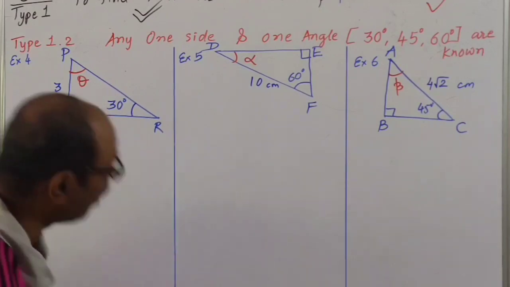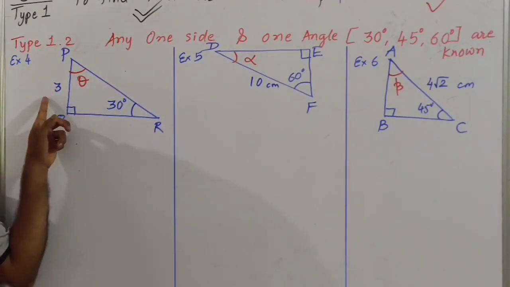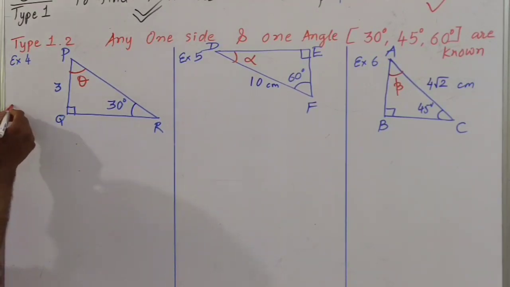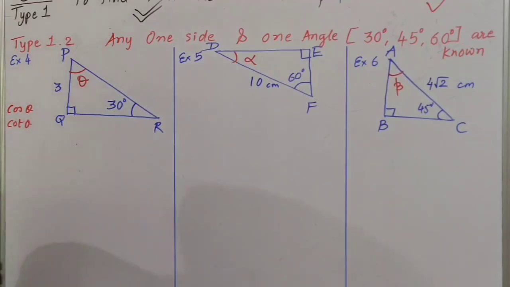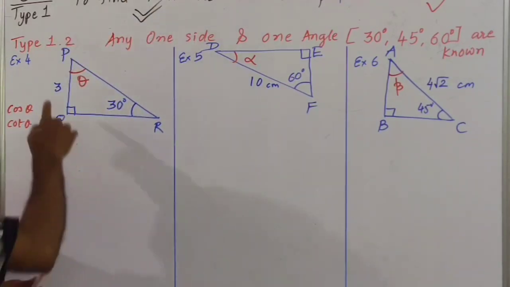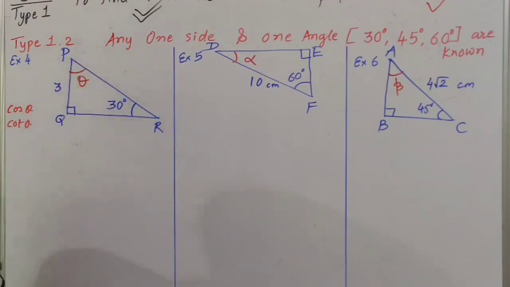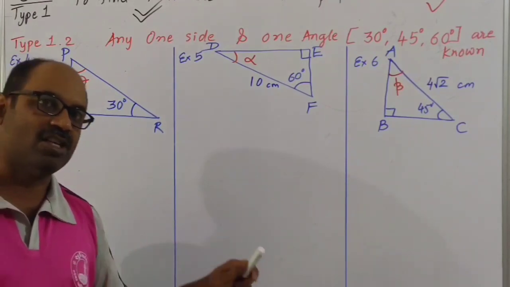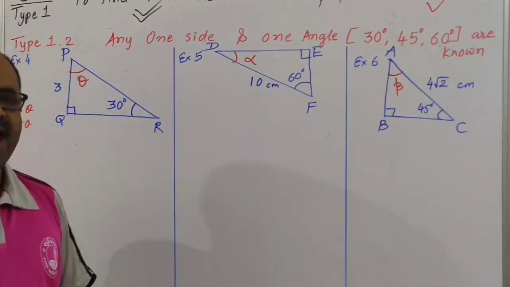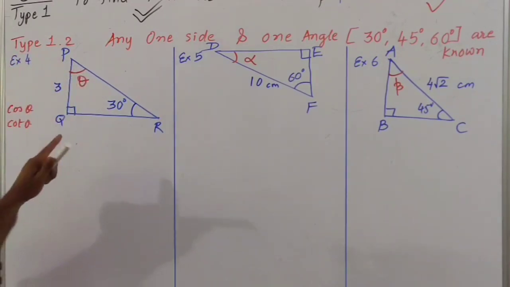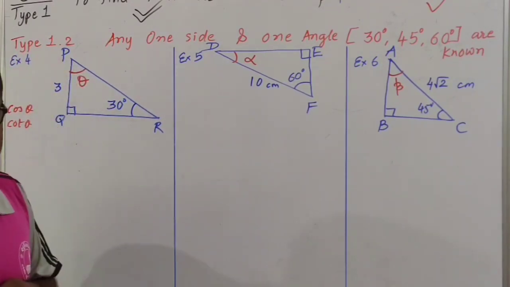Chalo. Now, only one side is known. Correct? And what you have to find is cos theta and cot theta. These two you have to find. You have to find trigonometric ratios. Alright? So you need to know the measure of three sides. That is what we learned from type 1.1. If we know the measures of all three sides, we can find any of the 6 trigonometric ratios. Correct? Okay. Now, but only one side is given.